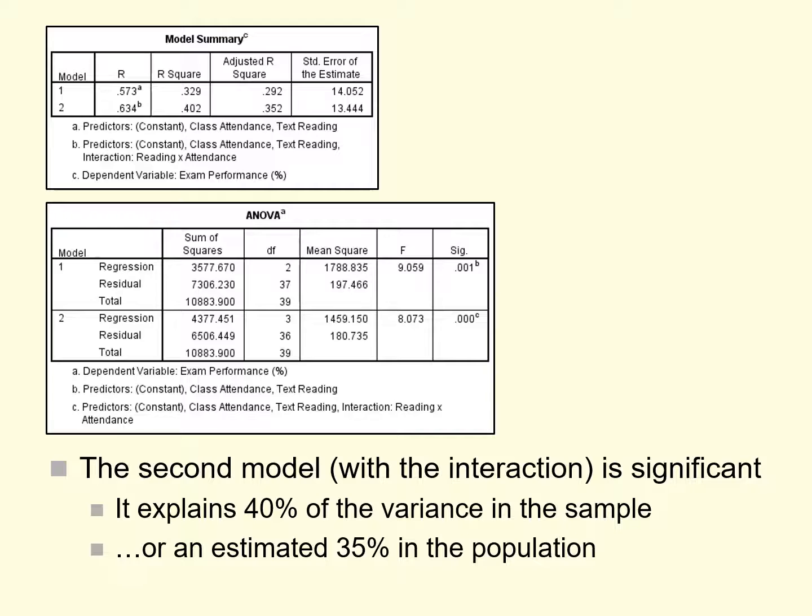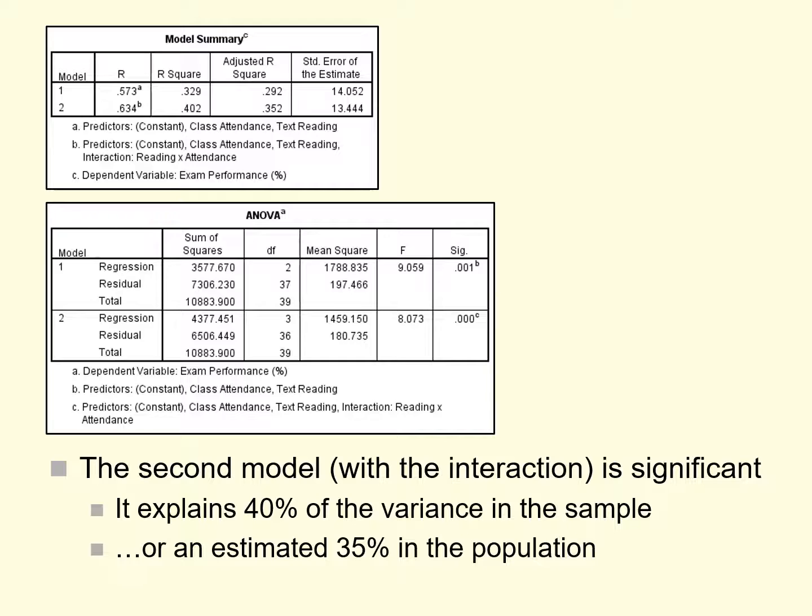Now in this case we probably don't need it, because you can see that the first model, containing only class attendance and reading, explains about 30% of the variance in the population, and the second model that includes the interaction explains 35%, and I'm guessing that's going to be big enough to be a significant improvement. And we might say something like, including the interaction term significantly improves the fit of the model to the data.